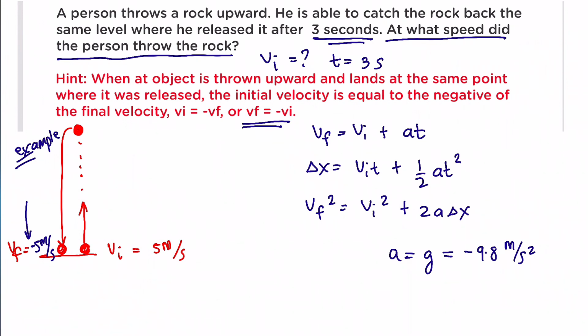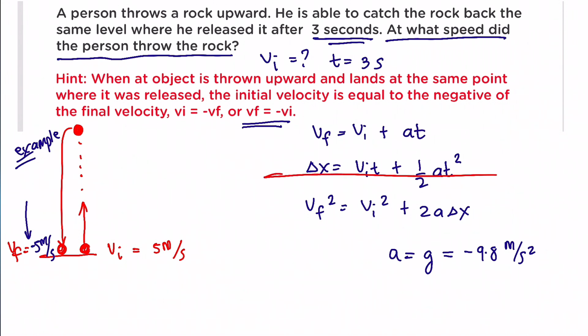So what is this time? It is the time for the rock to go from this point, up and then back down to the same level. That is the time. Now, we need to solve for VI. We only have time. We don't have anything else in the problem. But we do know that the final velocity is equal to the negative of the initial velocity. Therefore, we cannot use any other equations because nothing else is given.